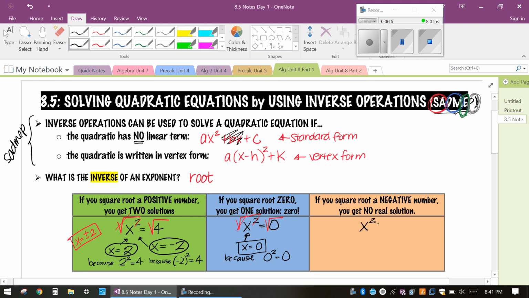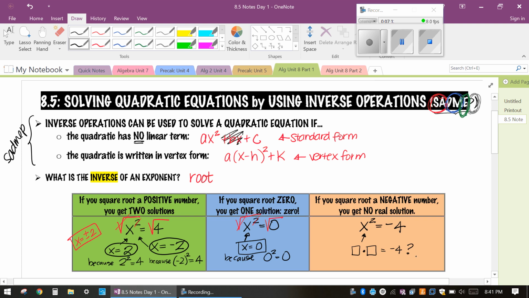Now let's say we had something like this, x squared equals negative 4. What number times itself twice gives you negative 4? What number times itself 2 times gives you negative 4?